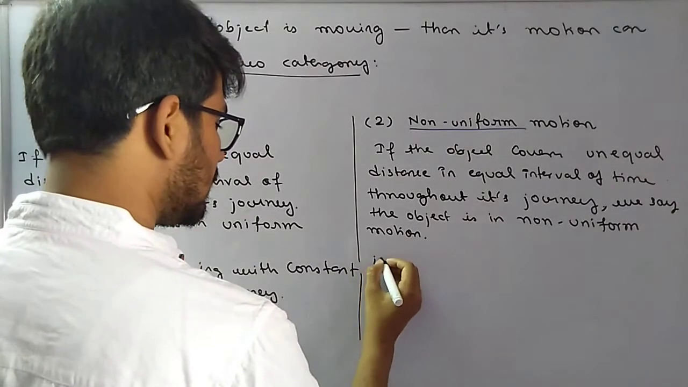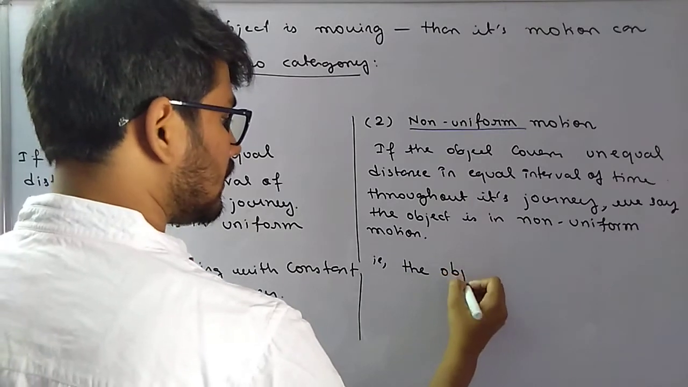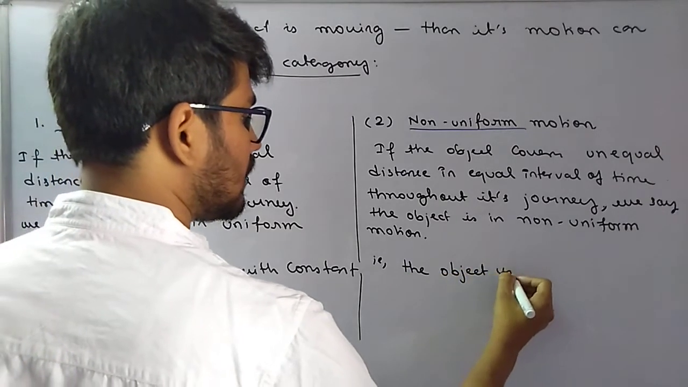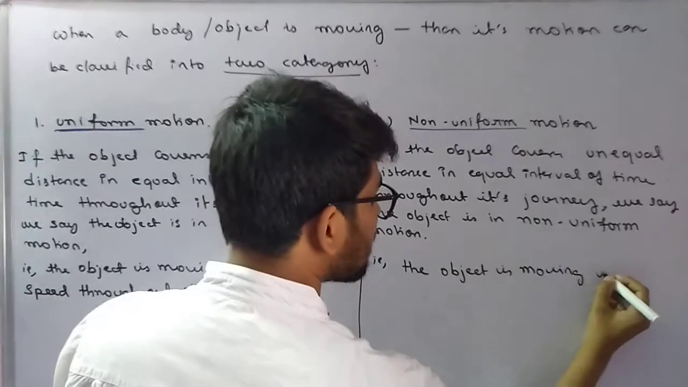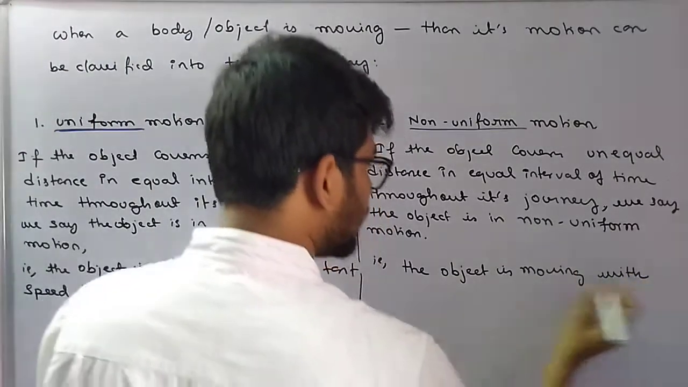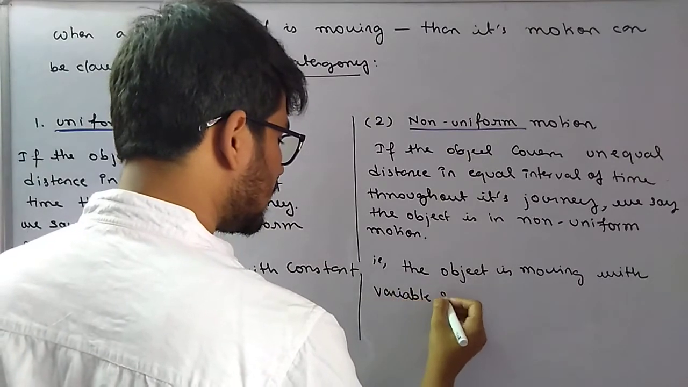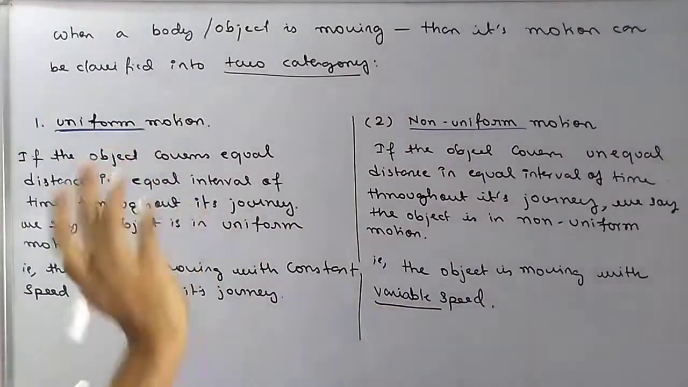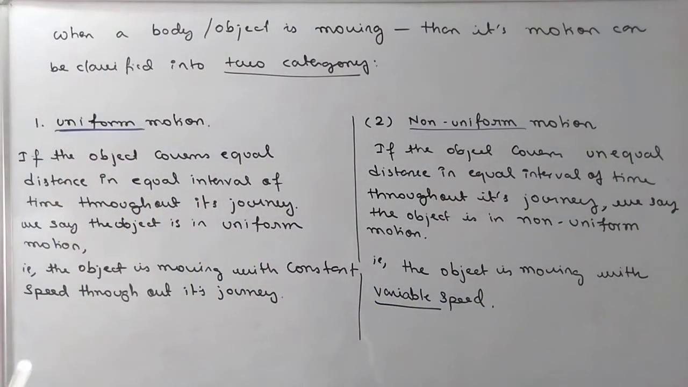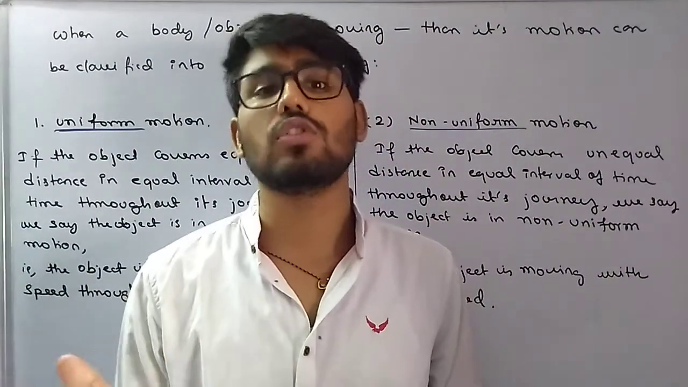That is, the object is moving with variable speed. I hope it's clear. Variable means changing, with changing speed. Sometimes the speed increases, sometimes the speed decreases. We don't know throughout the journey.